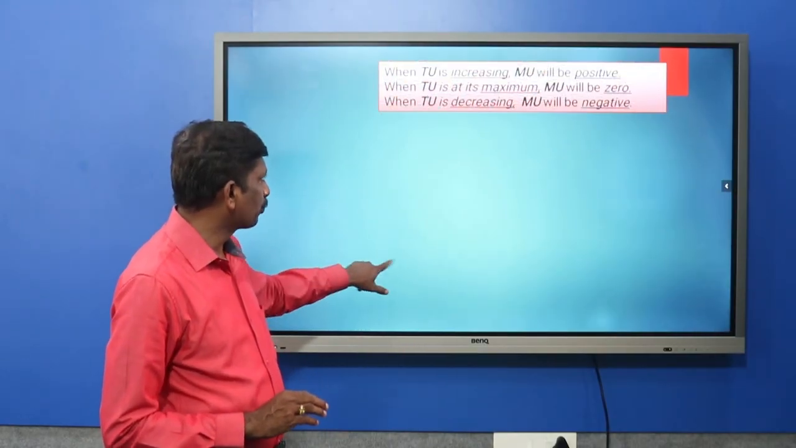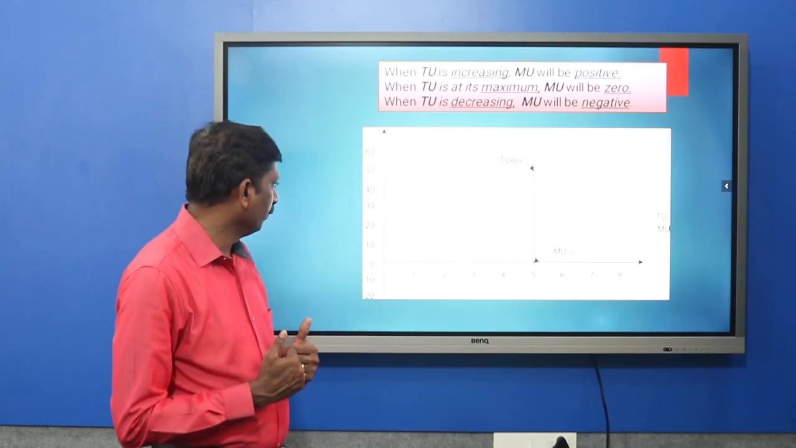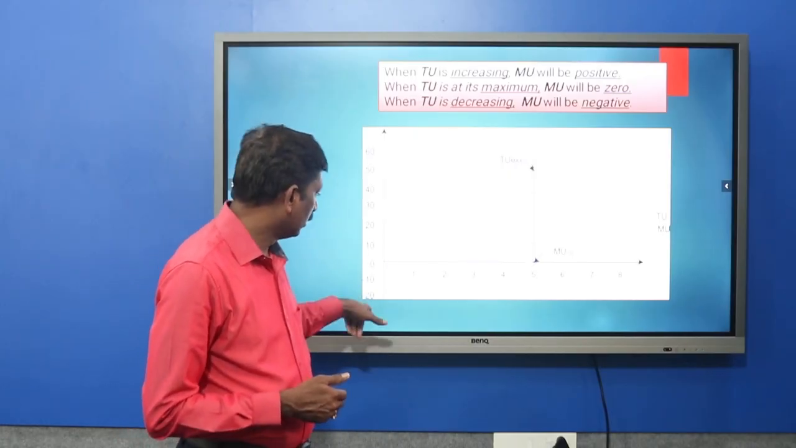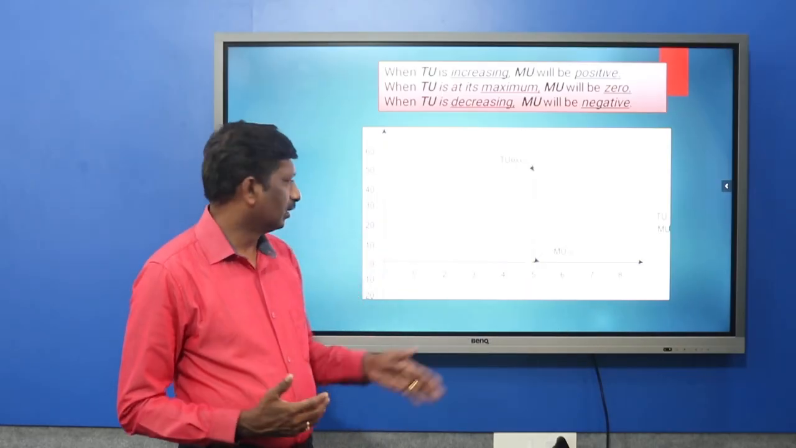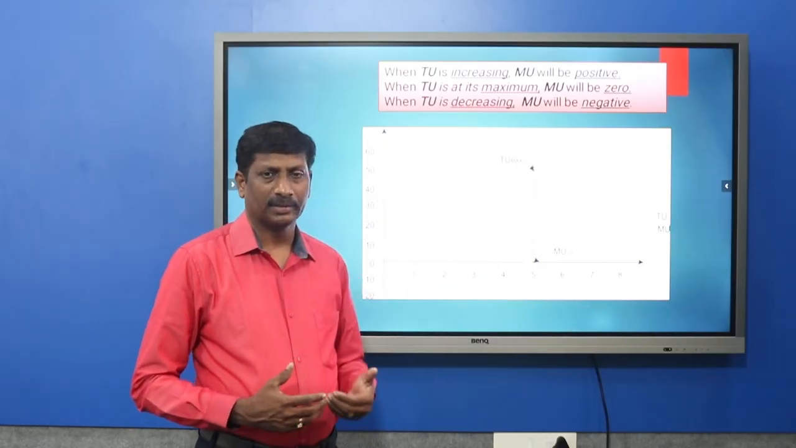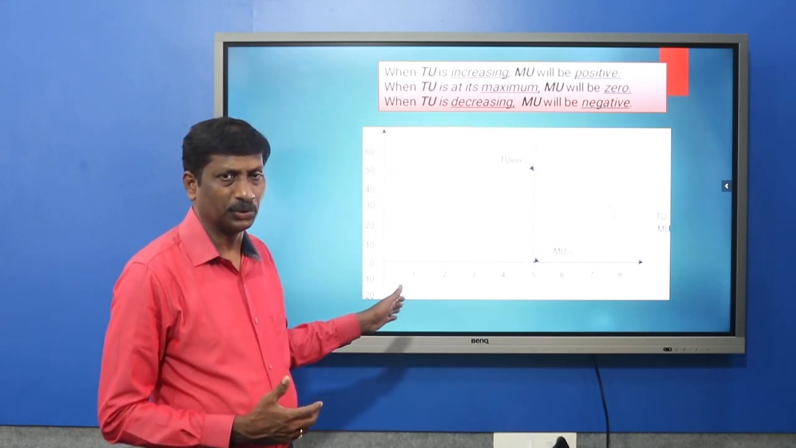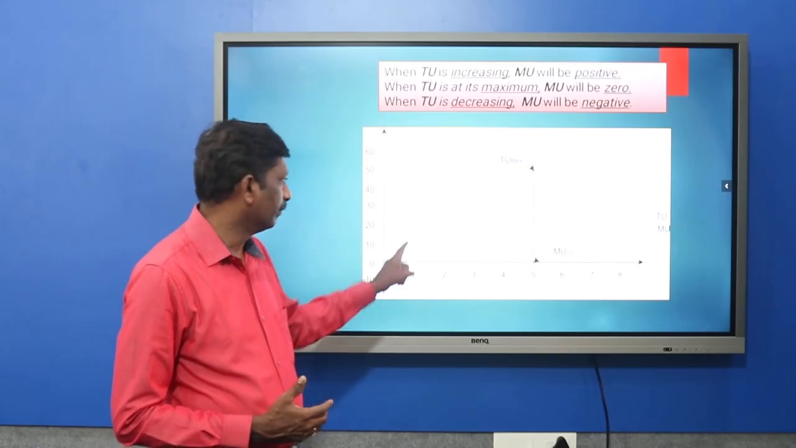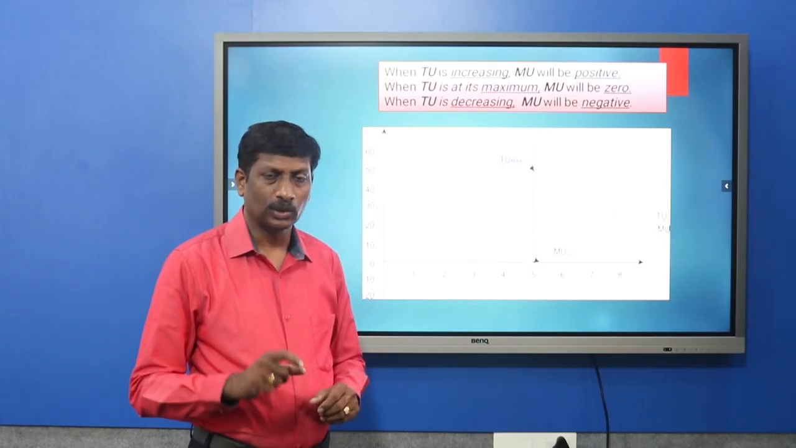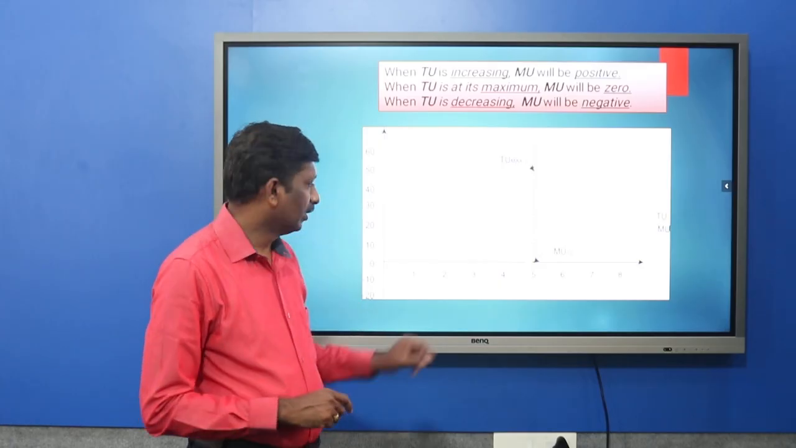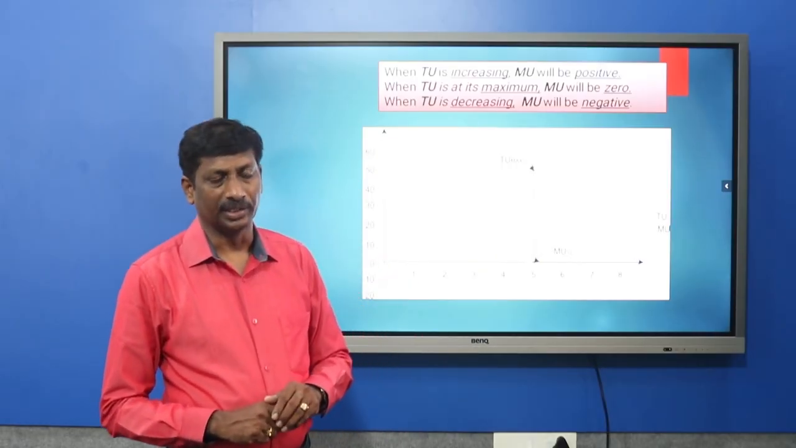This theory can be explained with the help of a graph too. So in the diagram, on the x-axis we are marking units consumed. On the y-axis, total utility and marginal utility. The dark bluish colored curve represents the total utility curve. The light bluish colored curve represents the marginal utility curve.